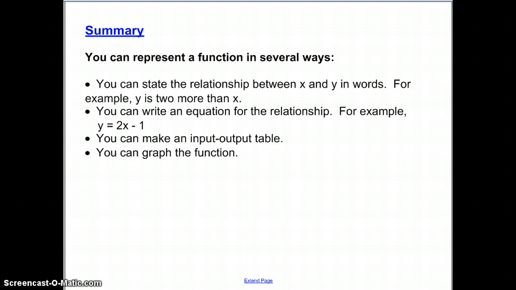The summary of this lesson is that you can represent a function in several different ways. You can state the relationship between x and y in words. For example, y is 2 more than x. y is 1/2 x. y is 2 times x plus 3. You can write an equation for the relationship: y equals 2x minus 1, y equals 2x plus 4, y equals 1/2 x minus 5. You could also make an input-output table to show the values for x and y. Or you could graph the function.